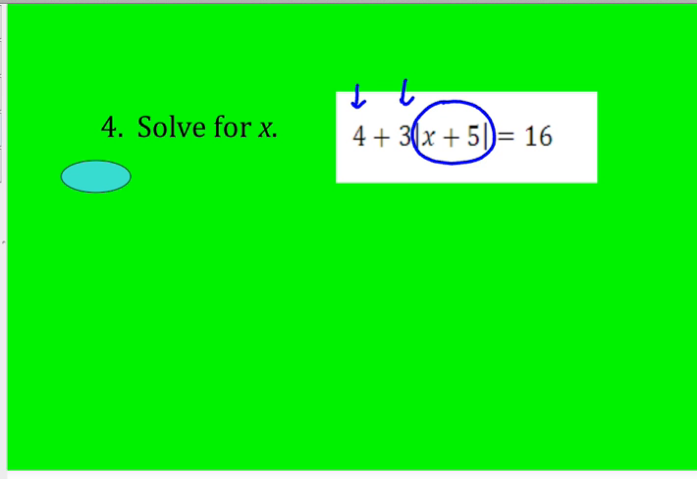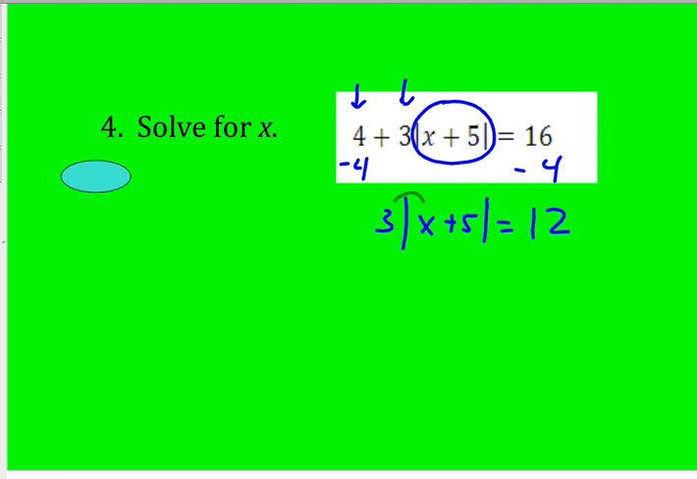Okay, it should be done by now if you hit play. So some people get rid of the 3 first, some people get rid of the 4 first. I would get rid of the 4. I would subtract 4 from both sides. And we're going to take care of that addition, subtraction stuff before we get to the multiplication and division. Kind of working backwards from PEMDAS is basically what it is. I get 3, absolute value of x plus 5 equals 12 in this case.